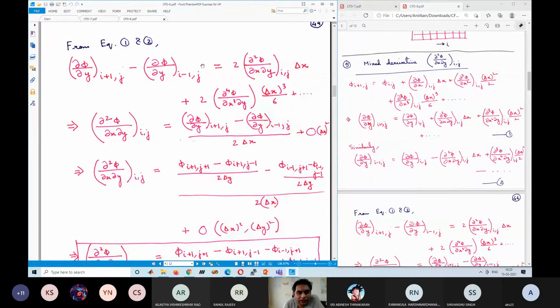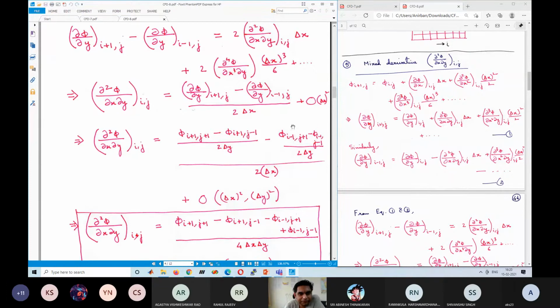So the truncation error in this case is also of the order of delta x square up till now. Okay. So now what we are going to do, but we don't want these derivatives. We want in terms of actual values. Okay. Because in our equation, we don't want derivatives. We want the actual values. Why do we want the actual values?